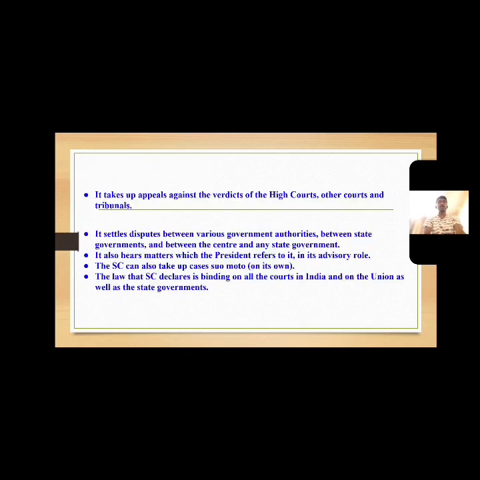The main functions are composition, jurisdiction, exercise of jurisdiction, judicial administration, the Council of Supreme Court Justice, power of execution, rules and regulations, right to present an opinion, and judicial research team. Let's see some other functions. It takes up appeals against the verdicts of the High Court and other courts and tribunals.